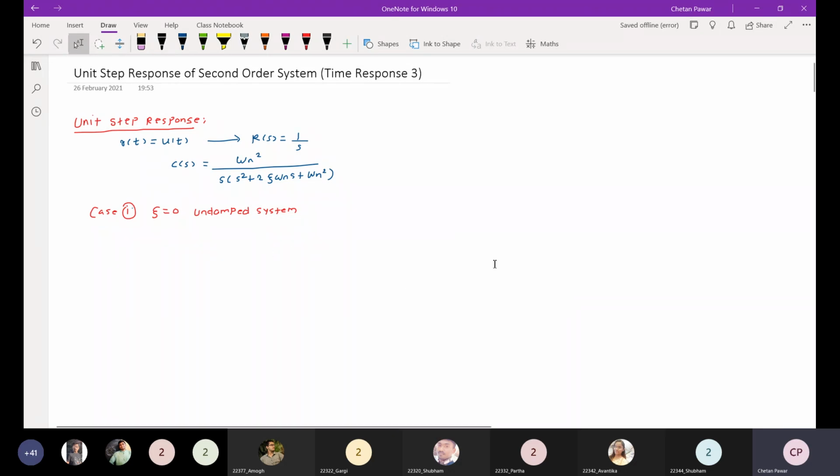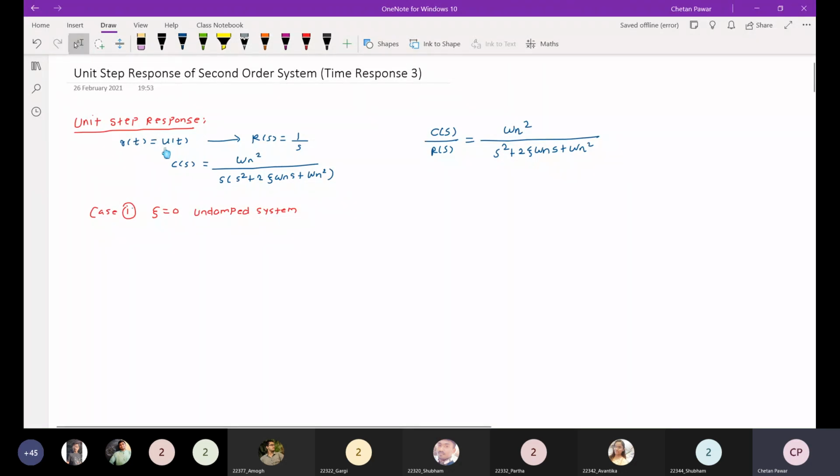So here our system is a second order system, a closed loop second order system. The transfer function C of S upon R of S is this, right? Zeta is the damping ratio, omega n is the natural frequency of oscillation, right?